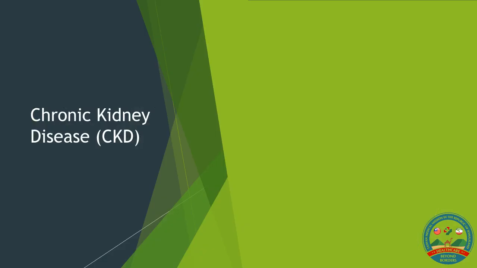Now let's move on to chronic kidney disease, or CKD. Unlike AKI, CKD develops slowly over time and causes a gradual, permanent loss of kidney function. It's a long-term condition that often goes unnoticed until it becomes advanced. Let's take a look at what defines CKD and why early detection is so important.